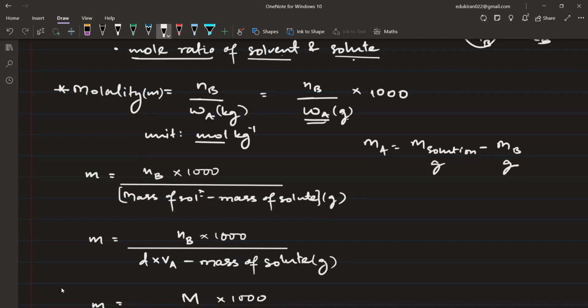Now let us suppose they have not even given you the mass of solution. They have only given you the volume and the density of the solution. So volume और density को आप multiply कर दीजिएगा and you will get the mass of solution minus mass of solute. इतना ही है. ठीक है.